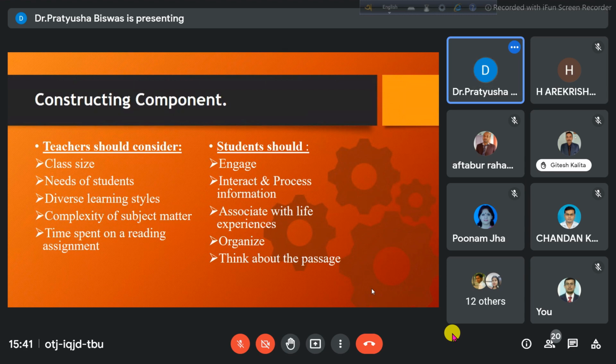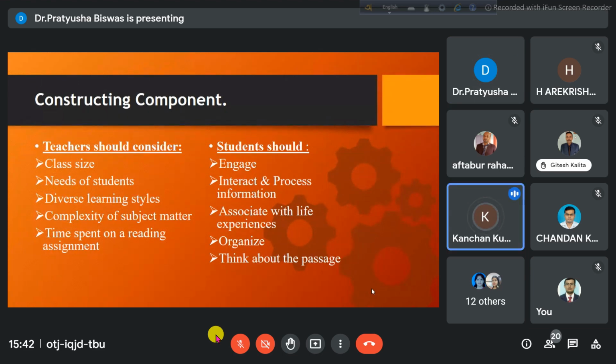Constructing components. May I request someone to please read what the teacher should keep in mind while constructing the components of scaffold? Anyone? Kanchan, can you read it? Yes, ma'am. Kanchan, can you please read? Constructing components, ma'am, the teacher should consider. Yes.